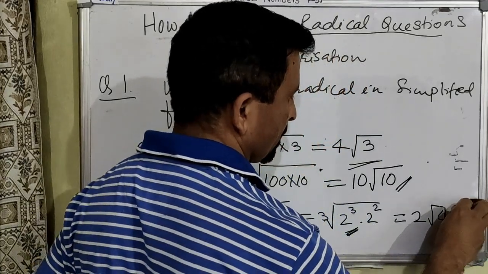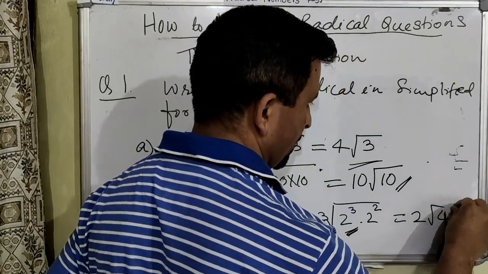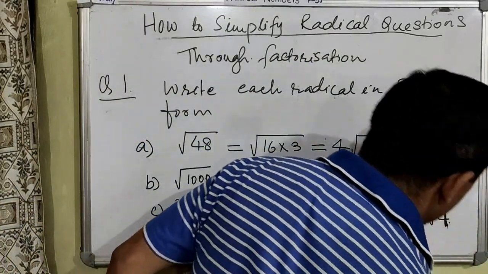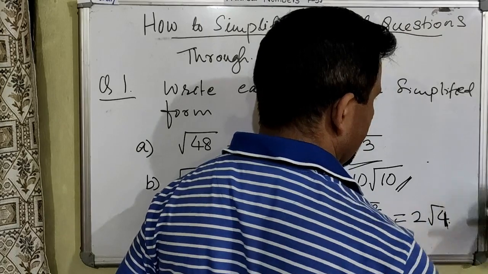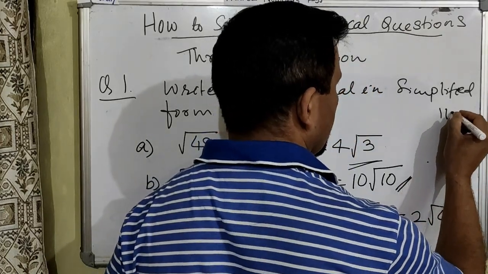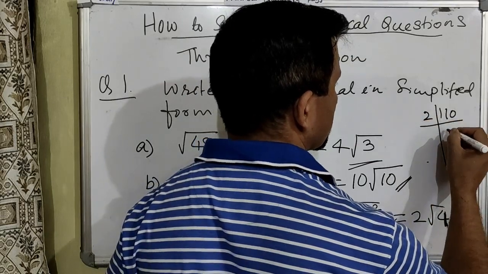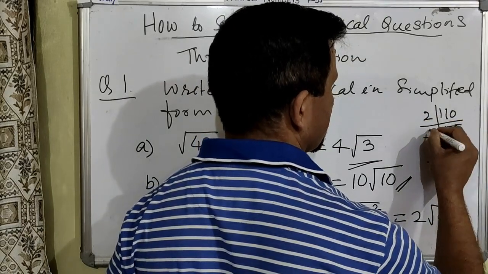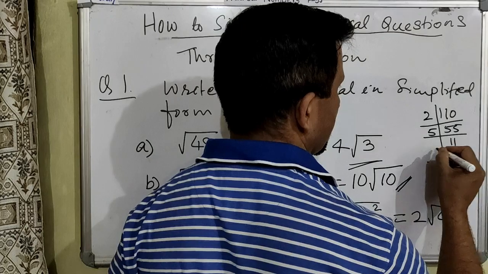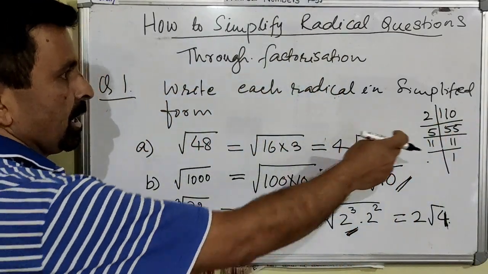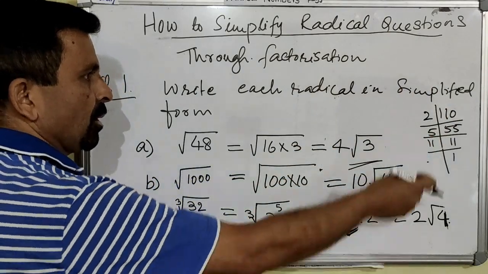It cannot be reduced. This 110, we are trying to do by the prime factorization method, right? 1, 1, 0. So let us do. This is divisible by 2, so it becomes 55. Then this is divisible by 5, then this is 11, and this is 11 and 1. So that's all.